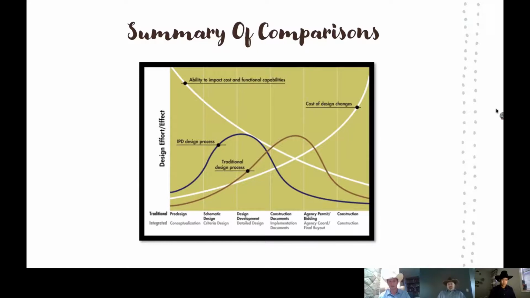This is also a huge advantage for IPD because it's kind of done and out of that area where design, bid, build is at its peak, when the cost of design changes and the ability to impact cost and functional capabilities kind of meet. So those are both kind of the highest, whereas the IPD process kind of misses the major part of both of those, which could be pretty detrimental to a project. So the early buy-in definitely is not easy, and it takes a lot of trust and sharing, but it definitely can have its advantages later on.